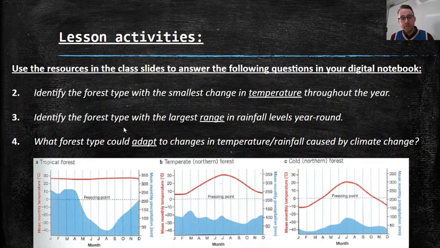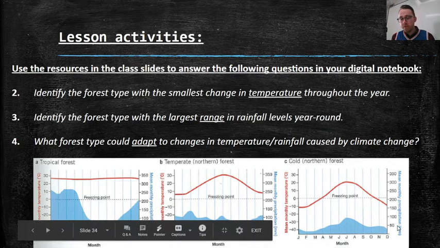Question 3, this one's asking you to look at the blue, the rainfall. Identify the forest type with the largest range in rainfall levels year round. So the biggest up and down, basically. So you're looking for that blue again. On the right here, it shows you how many mils it's getting of rain per month, the mean monthly average. On the left, you're going up and down for temperature in Celsius. So you're looking for the blue, you're looking for that biggest range of rainfall year round.